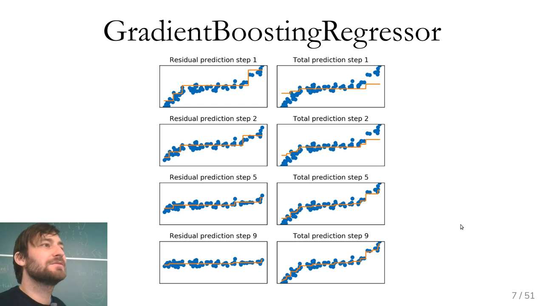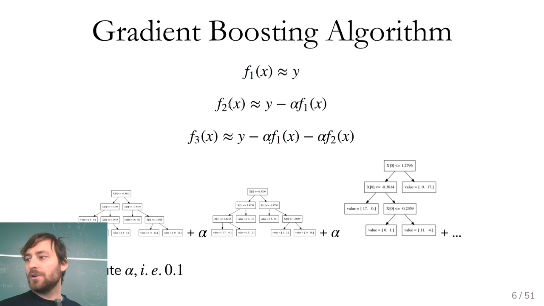Questions? Question: Is the total prediction just equal to the sum of all the individual predictions, or is it equal to the weighted sum of these predictions? It's the weighted sum. Each time you fit the residual, at the beginning you just fit the target, and then you take f1 and you take alpha times f1. So you always multiply it by alpha before you add it to your solution.